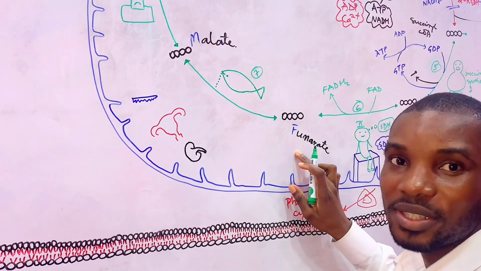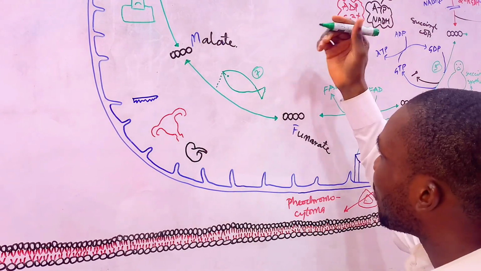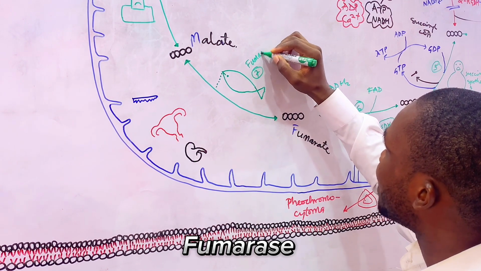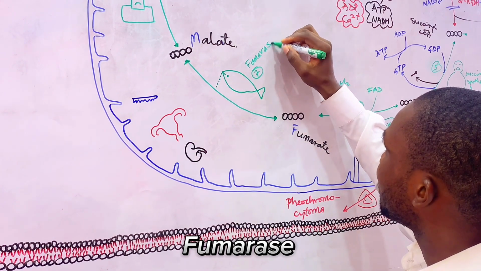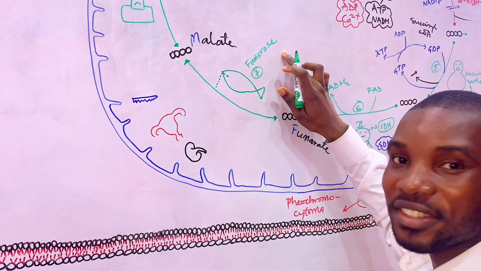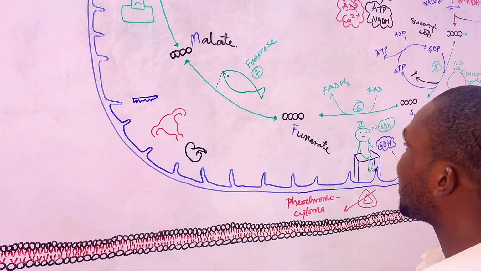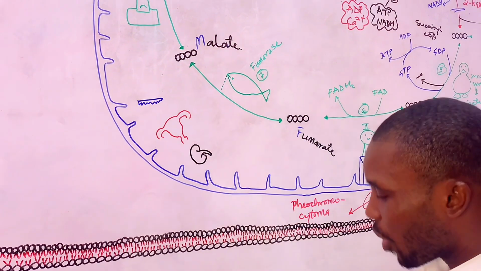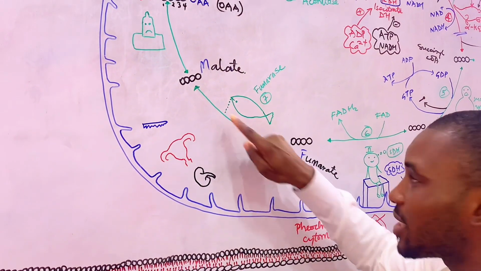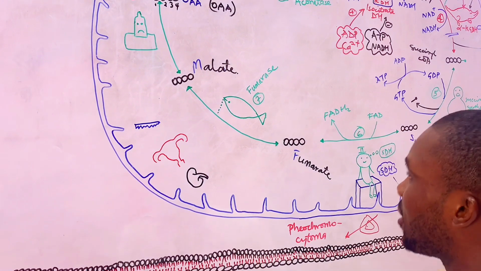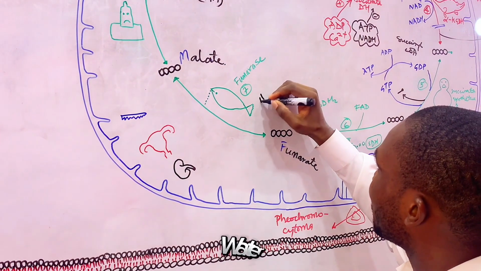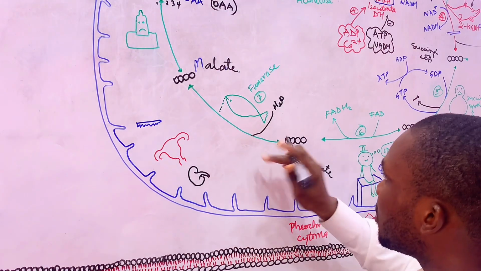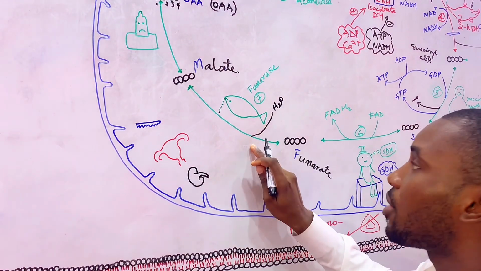Reaction 7, converting fumarate to malate. What's the name of this enzyme? Fumarase. Okay? Now, this fumarase catalyzes the conversion of fumarate to malate. What is it doing over here? This is a fish, right? Being a fish, you expect water to be involved. So it's adding water to the reaction.